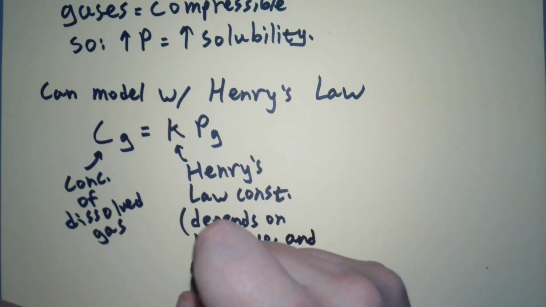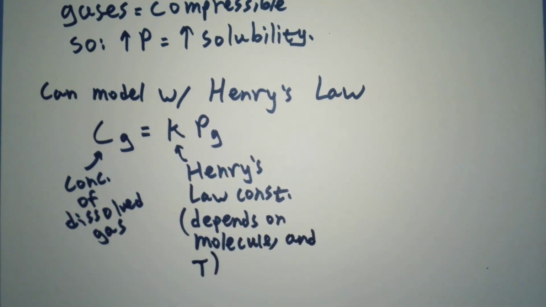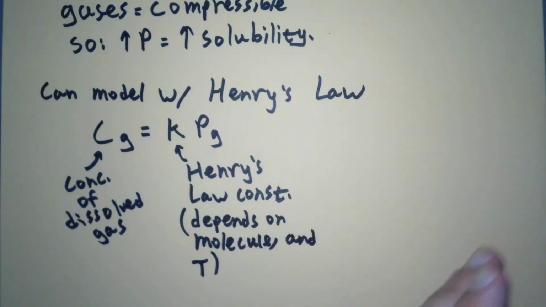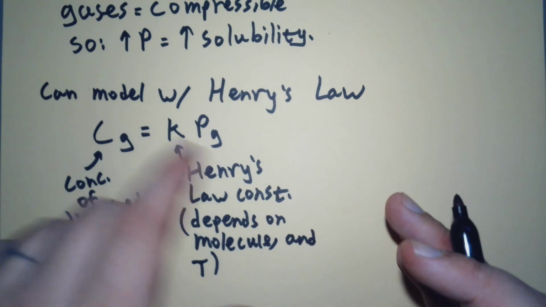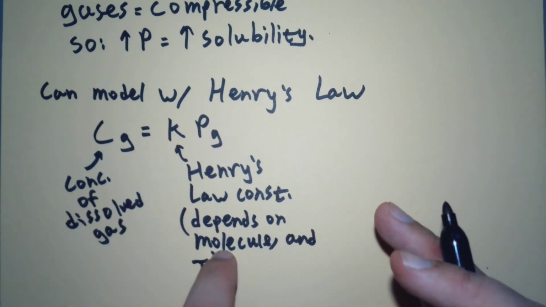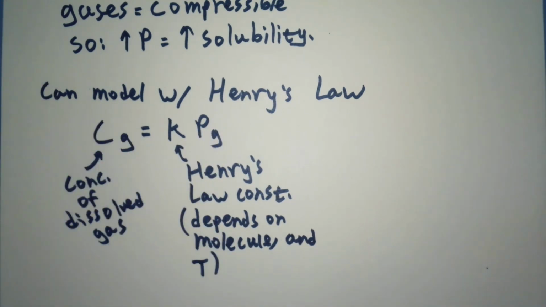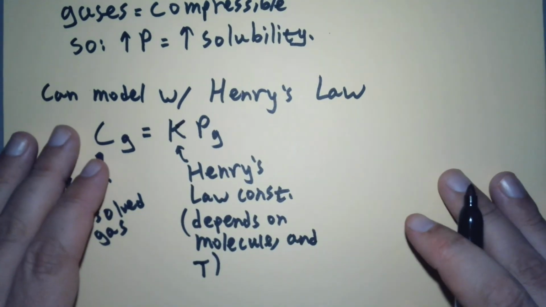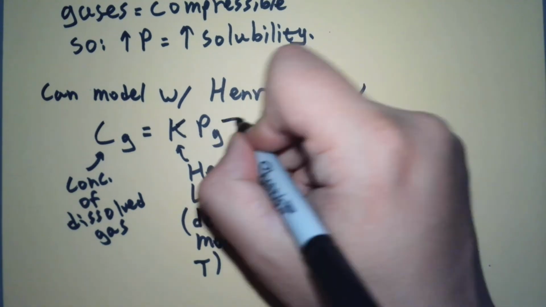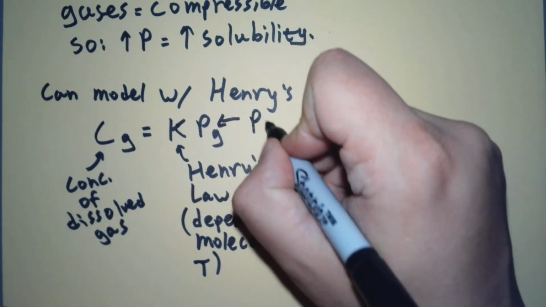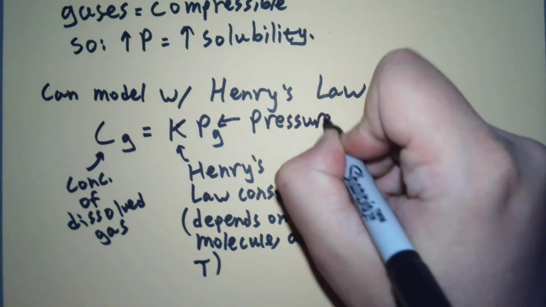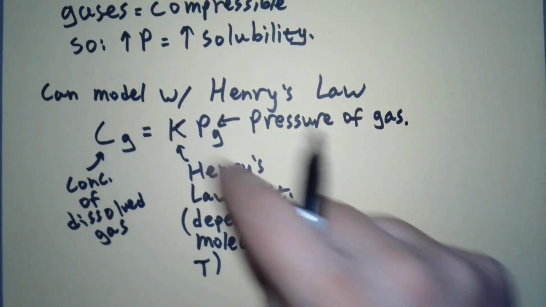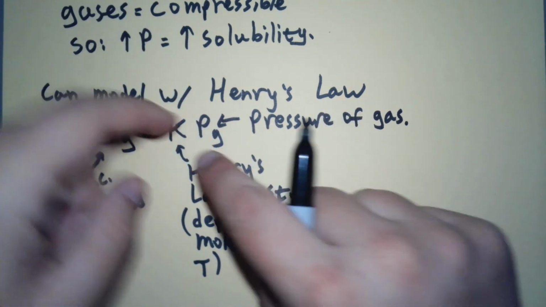temperature. Every now and again I have a student that loses their mind. They cannot handle a constant that varies with another variable. Okay, so it's a constant at constant temperature. It's weird, I know, but generally we're working at STP, or at least standard temperature. And then P sub G is pressure of the gas. And so if pressure goes up, concentration goes up. If pressure goes down, concentration goes down. Because remember, K is fixed.